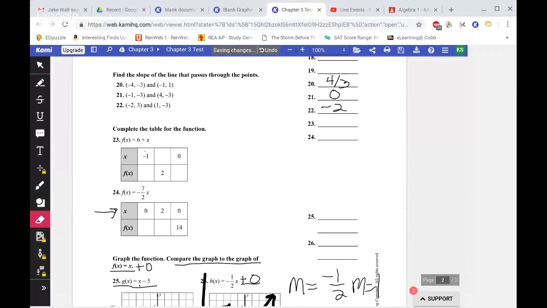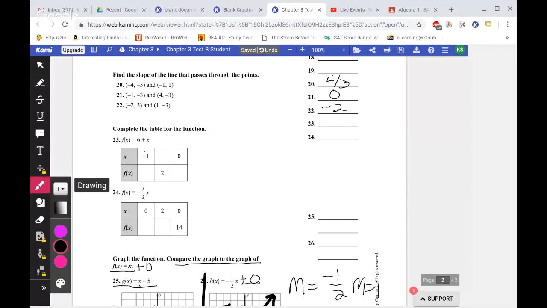On this one down here, this 0 is a typo.